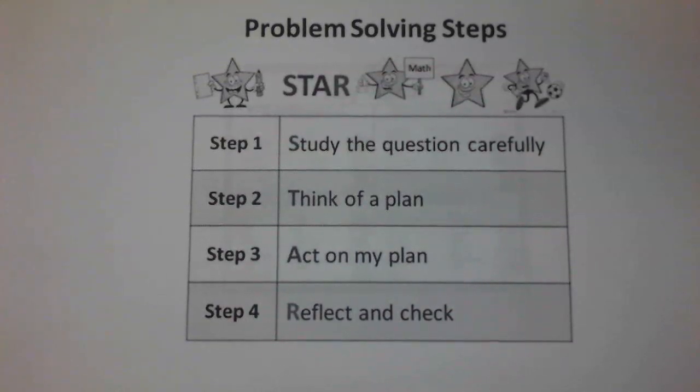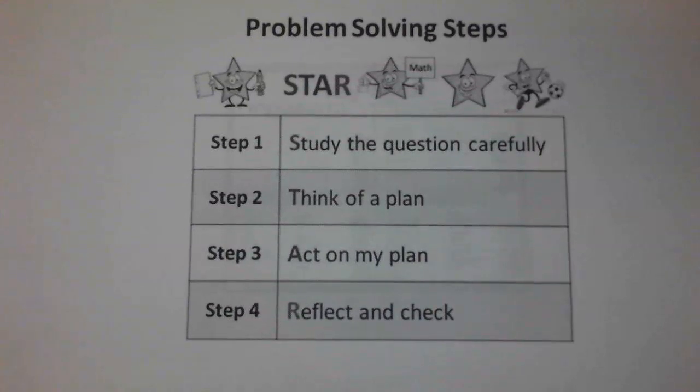The second step there is to think of a plan. So in other words, after you've read the question, you're going to think, how am I going to work this out? You're thinking of a plan. And after you get the plan figured out, then you go to step 3 and you act on your plan, or you work the problem, is another way of looking at step 3. And step number 4 is to reflect and check.